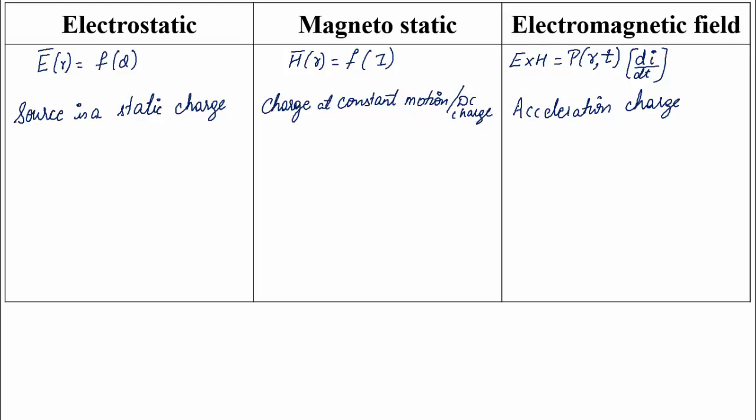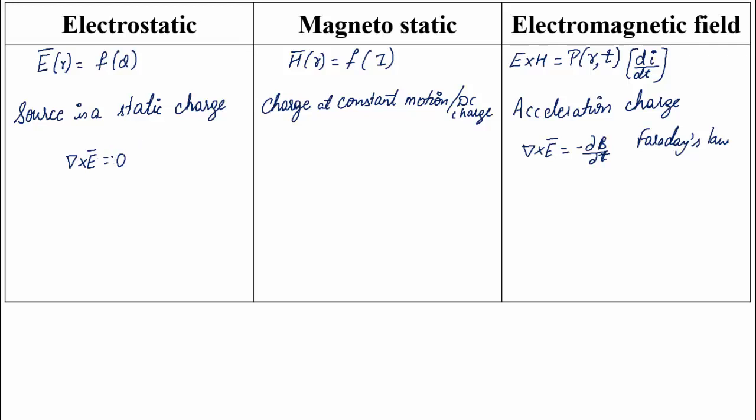Now let us talk about Maxwell's equation. The first form of Maxwell's equation is curl E equals minus dou B divided by dou T. This is Faraday's law. Now if I relate this to the static field, what I will get is curl E equals 0.